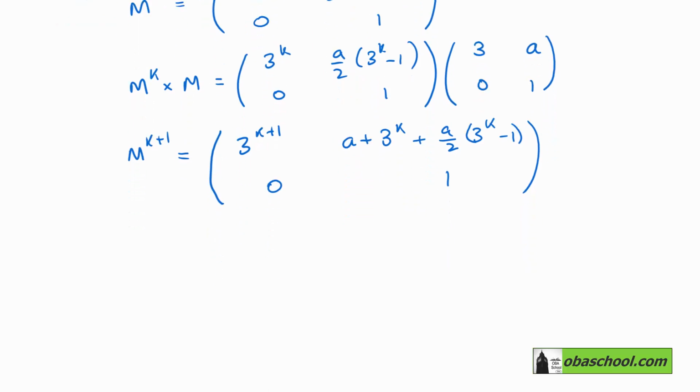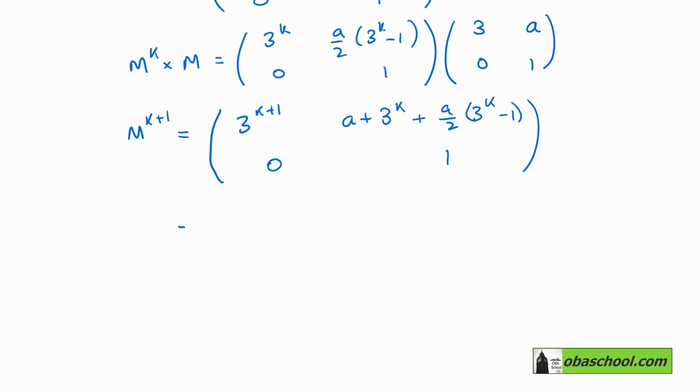We've already got the 0, 1 underneath. So we have 3 to the k plus 1, and then we have, this was supposed to be A times 3 to the k. I think I said that and wrote plus, so quick correction there, A times 3 to the k. So that's A times 3 to the k plus A over 2 times 3 to the k, take away A over 2. And then we've got 0 and 1 in the bottom.